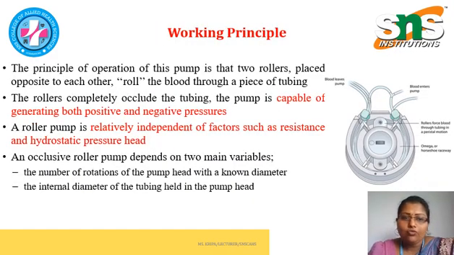The working principle of roller pump: two rollers placed opposite to each other roll the blood through a piece of tubing. Rollers completely occlude the tubing and the pump is capable of generating both positive and negative pressures. A roller pump is relatively independent of factors such as resistance and hydrostatic pressure head. An occlusive roller pump depends on two main variables: the number of rotations of the pump and the internal diameter of the tubing.